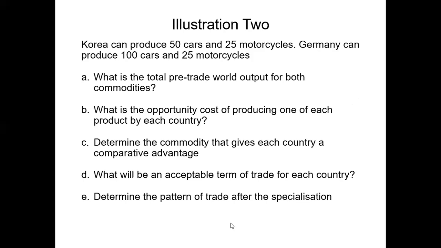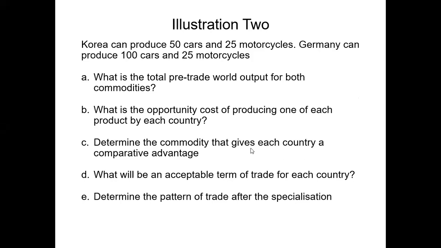In this second example, we are going to look at a similar situation, but with different figures. Now, the question says that Korea can produce 50 cars and 25 motorcycles. Of course, the assumption is that this is with all the resources they have. Then Germany can produce 100 cars and 25 motorcycles. A, what is the total pre-trade world output for both commodities?